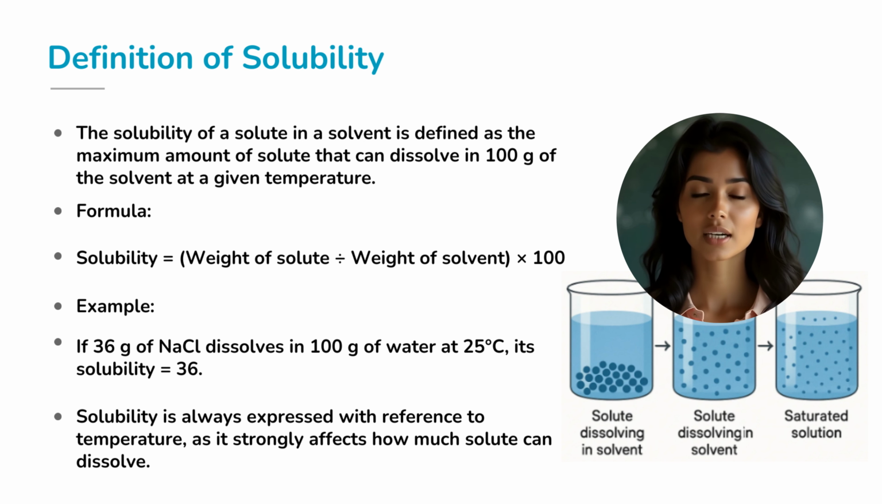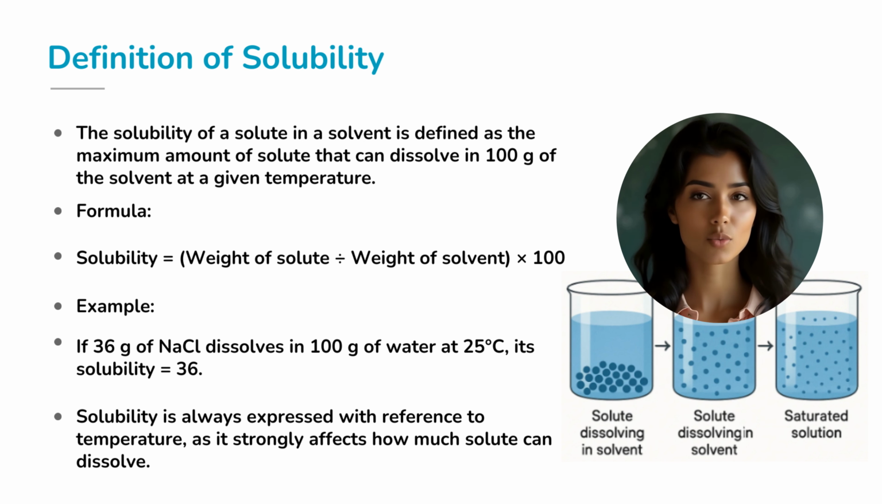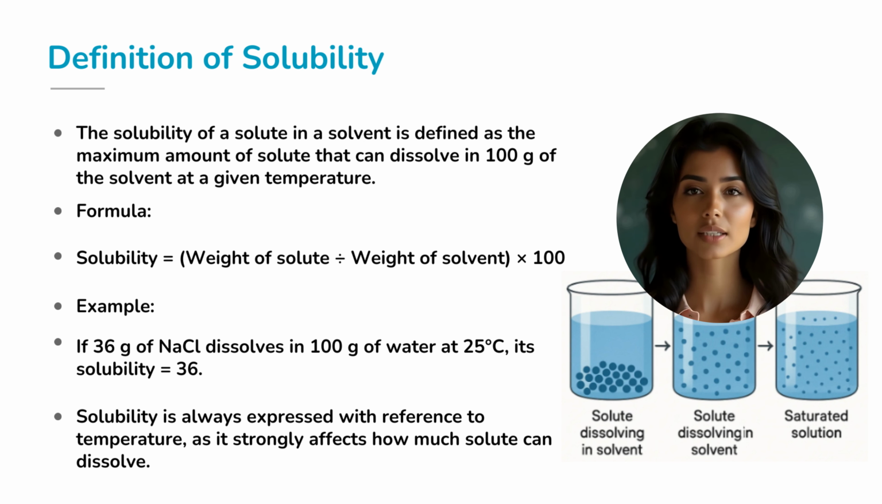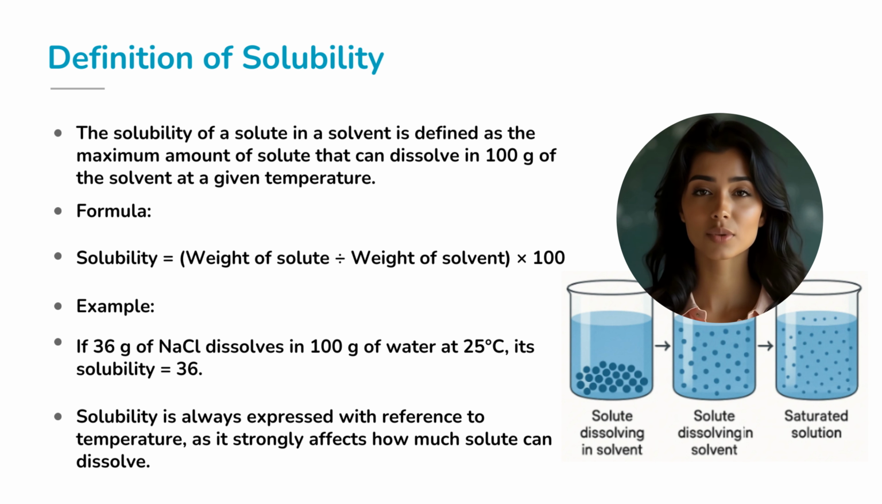For example, if 36 grams of sodium chloride dissolves in 100 grams of water at 25 degrees Celsius, then we say the solubility of sodium chloride at that temperature is 36. We can even calculate it mathematically using the formula: solubility equals open bracket weight of solute divided by weight of solvent close bracket multiplied by 100. And remember, temperature must always be specified because it directly affects how much solute can dissolve.